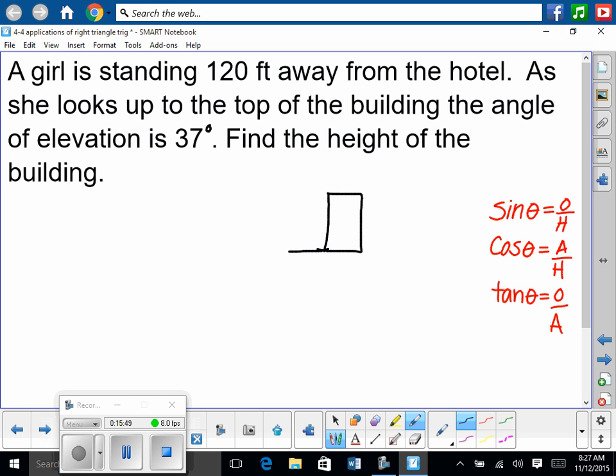Now I'm drawing a girl who's standing 120 feet away. Wouldn't that mean that this is 120 feet right here? Does everybody understand that? It really is drawn exactly how it says. Okay, so it says, as she looks up to the top of the building, so her line of sight is looking up, right? Isn't she looking up to the top of the building? She's looking up to the top of the building, and it creates an angle of elevation, which makes sense from the ground up. It's 37 degrees.